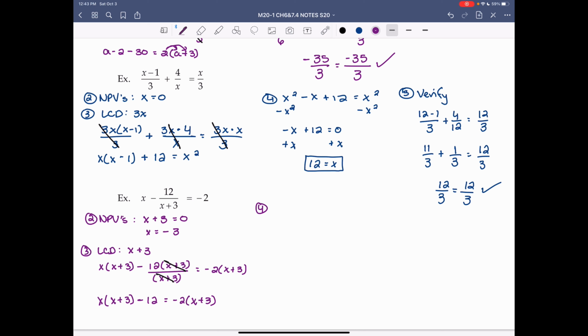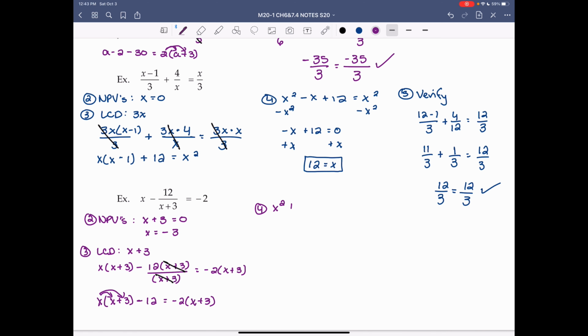Step 4, we want to solve and simplify. Multiply the x into the brackets. We get x squared plus 3x minus 12 on the left. On the right-hand side, multiply the negative 2 into the brackets. We get negative 2x minus 6.